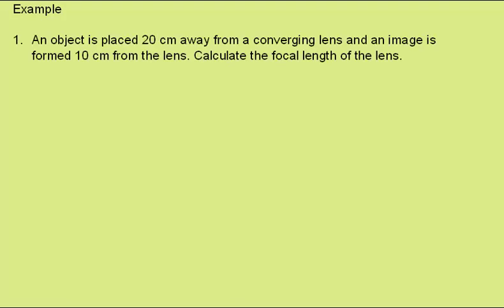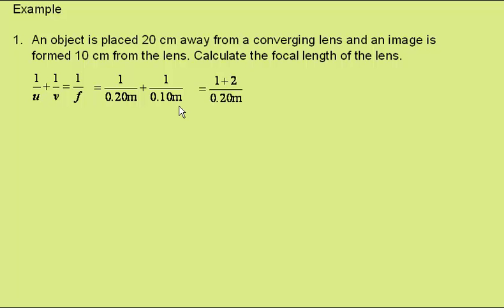I'll go through a couple of examples. Number 1. An object is placed 20 centimeters away from a converging lens, and an image is formed 10 centimeters from the lens. Calculate the focal length of the lens. Well, using the lens equation, we can then put in the numbers. u is 0.20 meters and v is 0.10 meters. So, using a common denominator of 0.20 meters, we get that 1 over f is 3 over 0.2. So f is 0.2 meters over 3, or 6.7 centimeters.